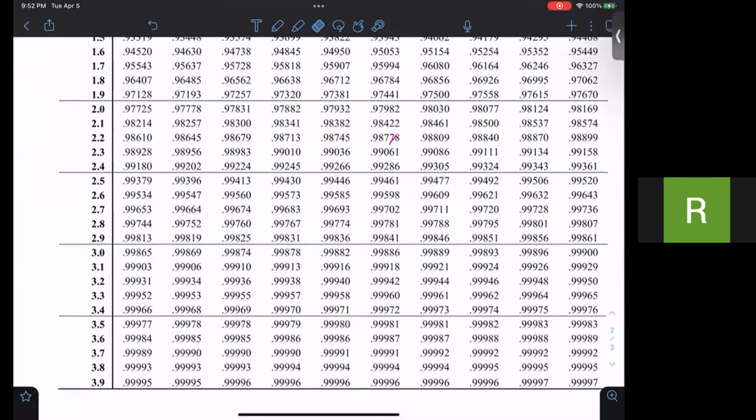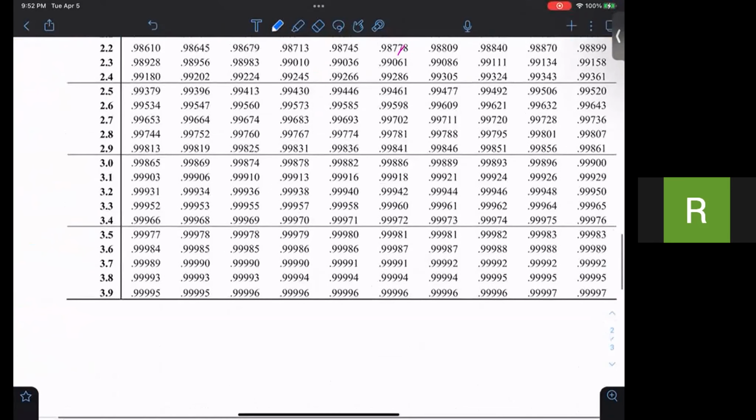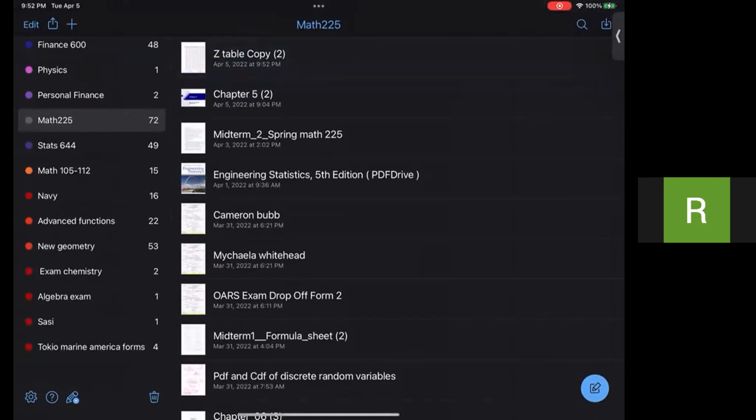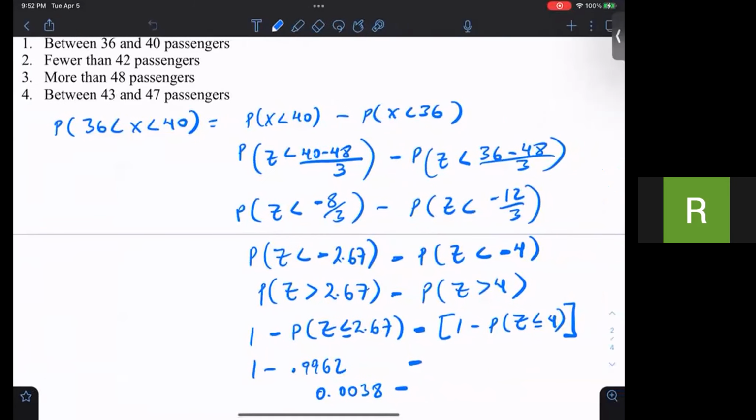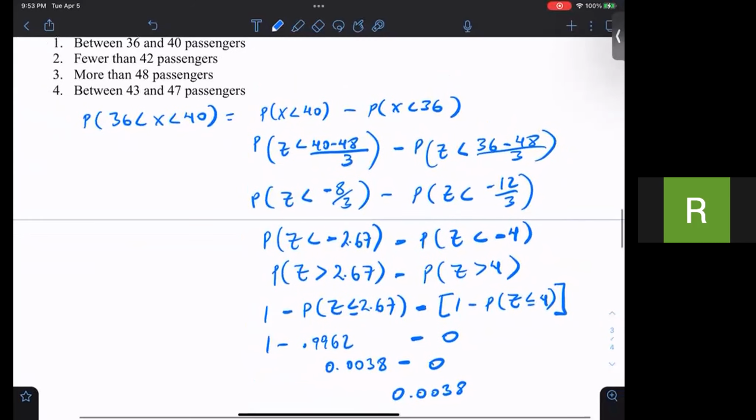You can use 3.999, right? So as you can see, that's close to 1, very close to, or you can say 1 basically. So if we go that, 1 minus 1, that would be 0, or very close to 0. So that will not change anything. I'm going to say that's 0. So this is going to be 0.38, right? So that's it. That's how you do the first one.